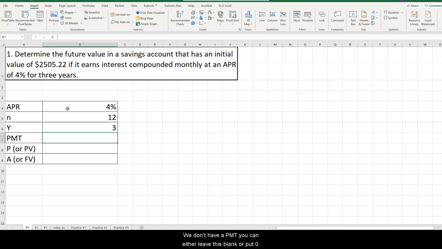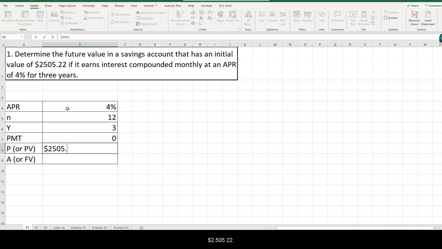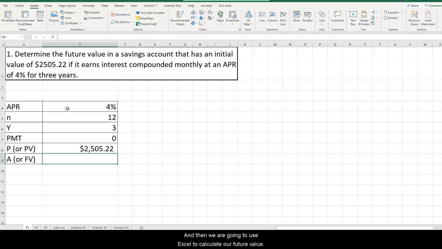We don't have a PMT. You can either leave this blank or put 0. Our P value, or our PV, that's our principal amount. So that would be $2,505.22. And then we're going to use Excel to calculate our future value.